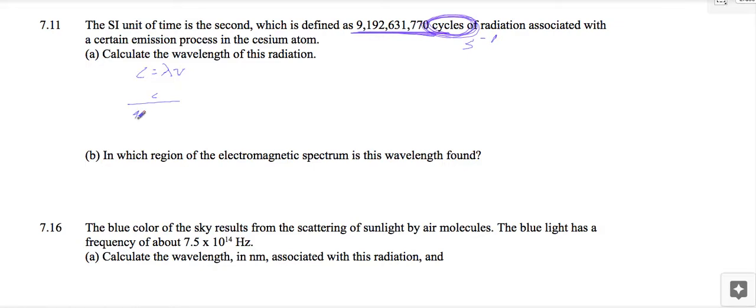So we have 9,1,9,2,6,3,1,7,7,0 gets us wavelength. Gets us 3.26 times 10 to the minus second meters, or 3.26 times 10 to the 7th nanometers. And this is microwave radiation. So microwave light. All right.